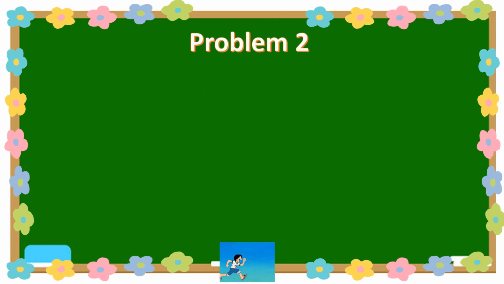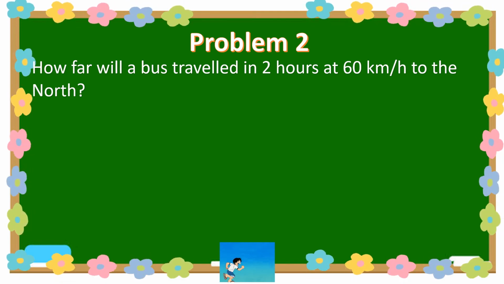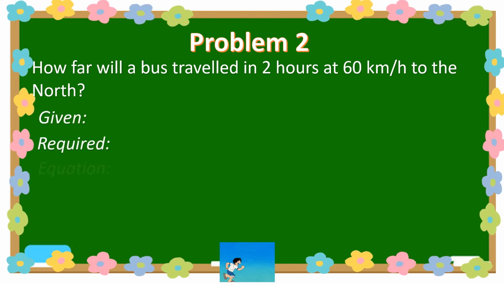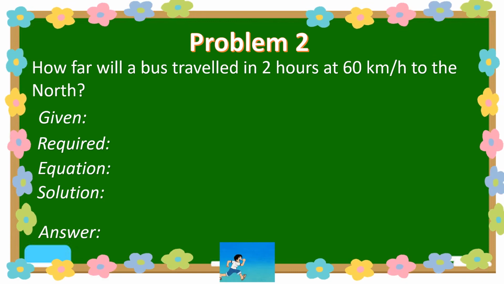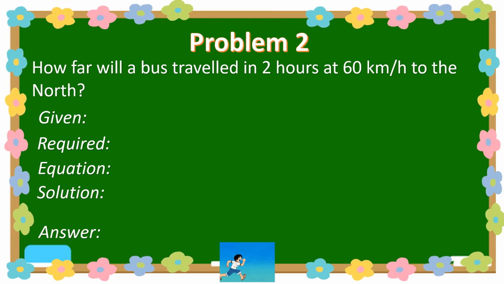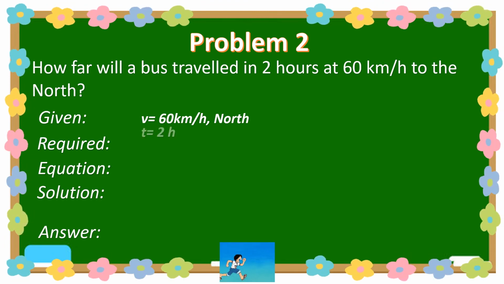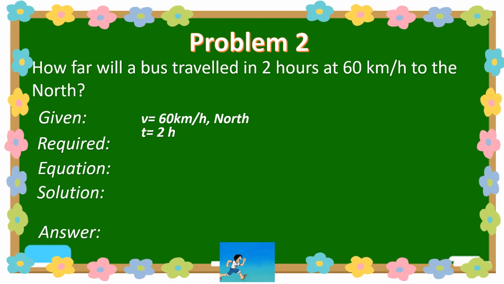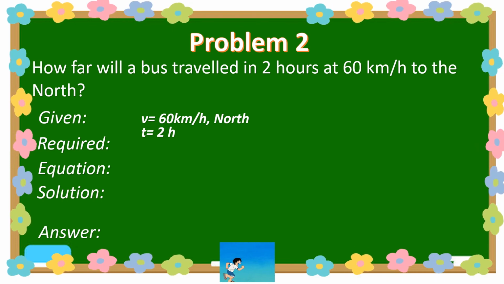Next, for problem number 2, how far will a bus travel in 2 hours at 60 kilometers per hour to the north? Again, let us use the GRESA. Now, what are the given in this problem? So we have the velocity, which is 60 kilometers per hour to the north, and the time, which is 2 hours. Then, what is being asked in this problem?